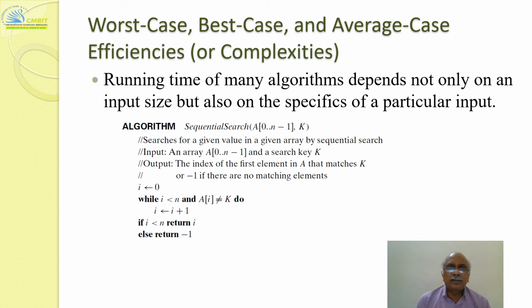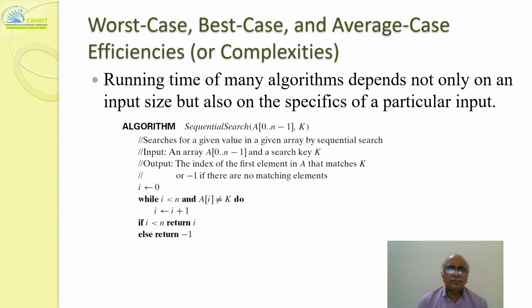Let's take an algorithm which does a sequential search. So what does this algorithm do? You are given an array of size n and a key value k. This algorithm has to find whether the key k is present in the array or not. If the key is present in the array, it returns the index position at which the key is present. If the key is not present in the array, it returns a value of -1. That's what this algorithm does.